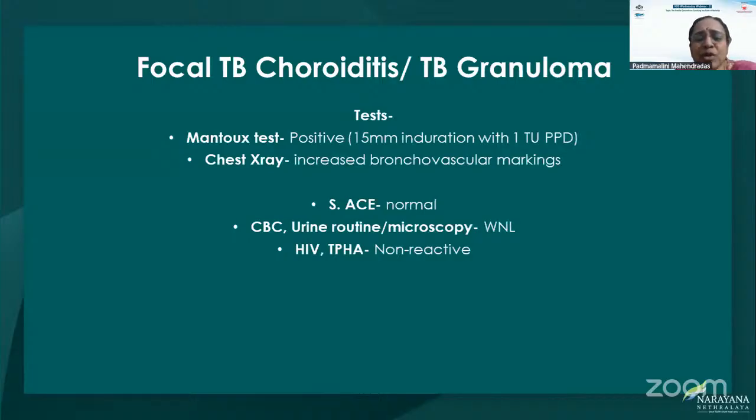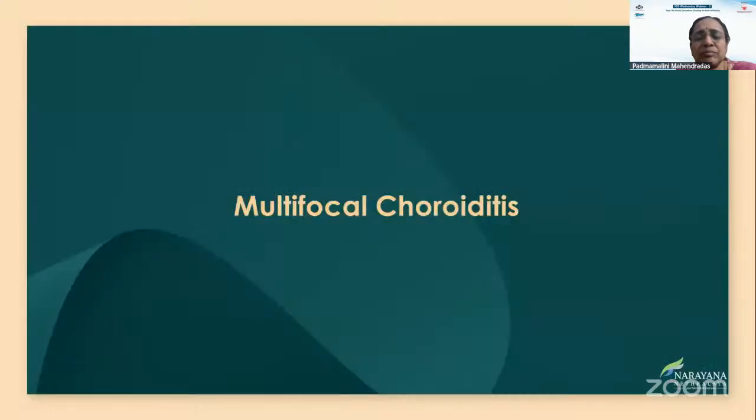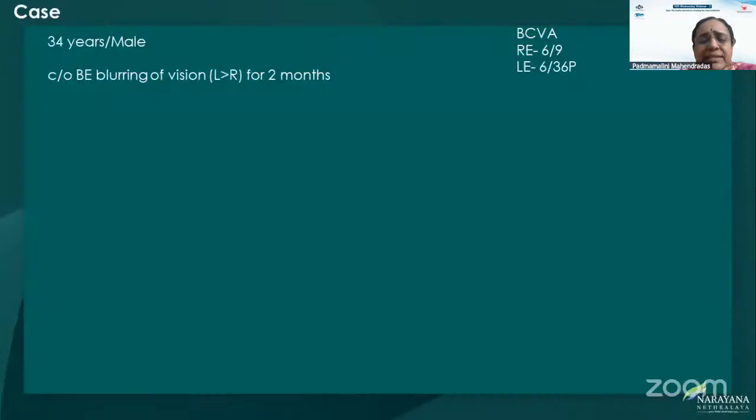Investigation, Mantoux is positive. Chest X-ray showed increased bronchovascular markings, whereas other investigations were normal. Started the patient on anti-TB drugs and systemic steroids. Next, we'll move on to multifocal choroiditis.